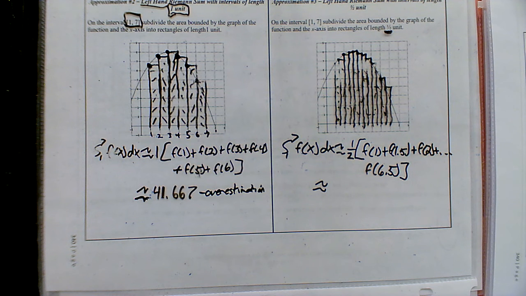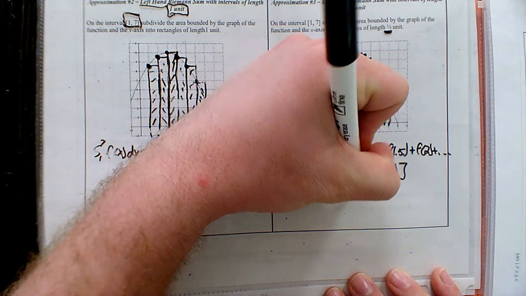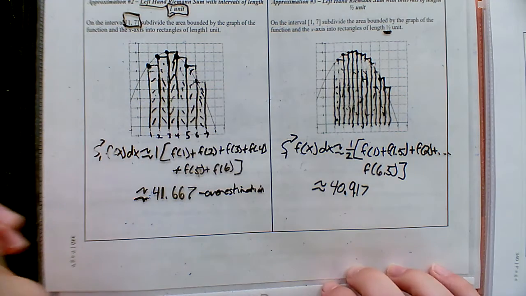Again, it should be something close to our last two answers because we're still estimating the same curve. Again, it's going to be a little different. So if you get a drastically different answer, maybe you type something in wrong. So it should be similar. 40.91. Yep. 40.917.